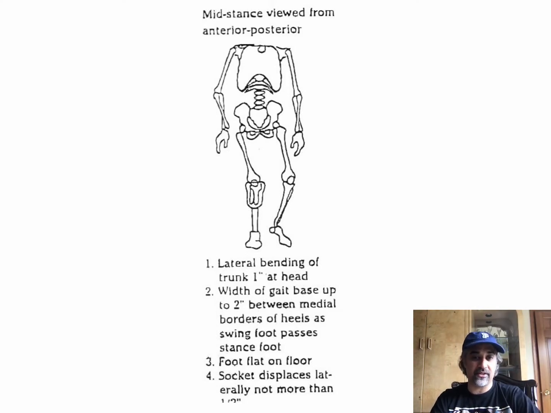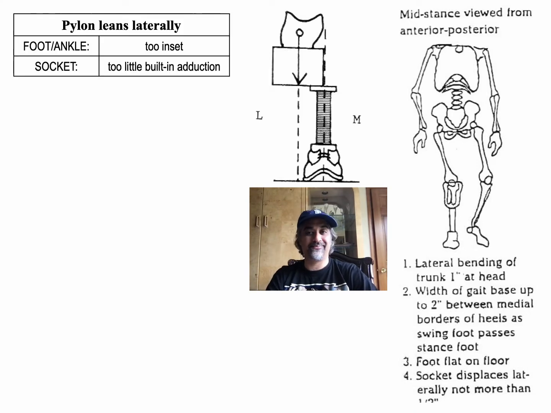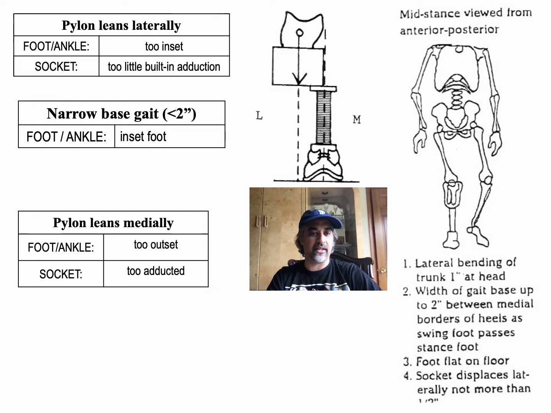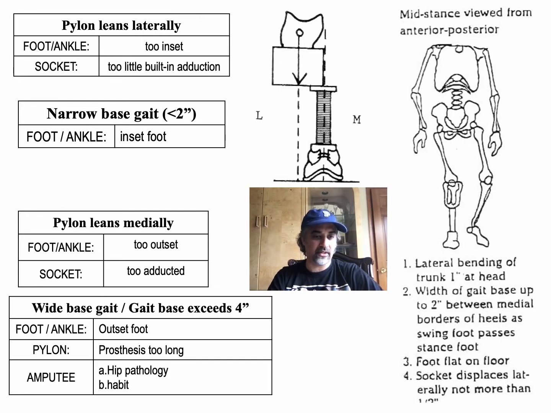So the next phase after loading response would be initial midstance, and if we go through all the different problems with midstance in the BK, to me, honestly, these seem very common sense. If the pylon is leaning too laterally, then it's the location of where the pylon is, or the socket has not been built in with enough adduction. And basically the same kind of stuff for all of this.